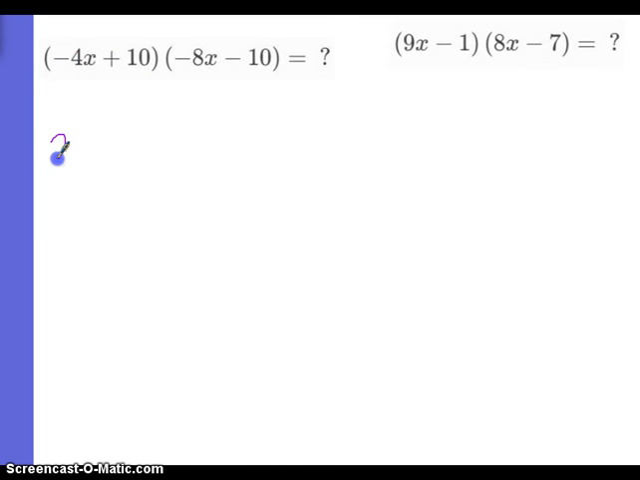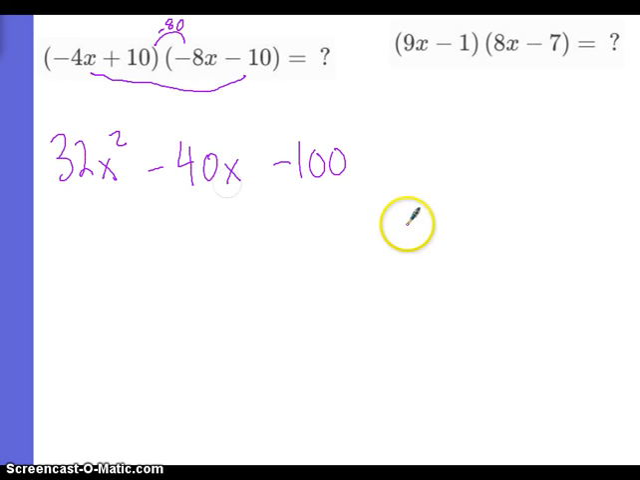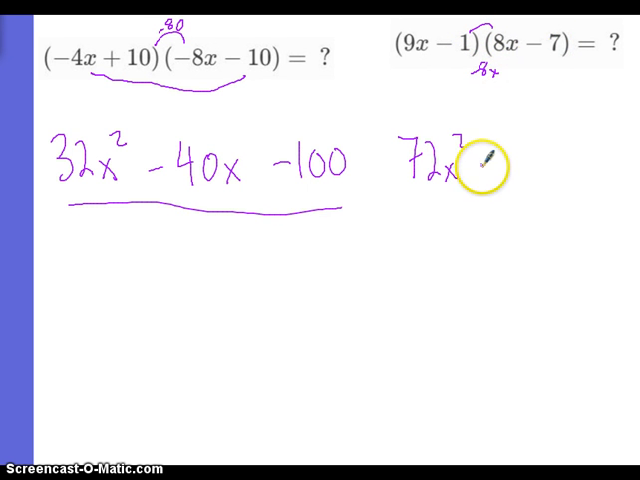4 and 8 make 32x squared as the leading term, and then 10 and minus 10 make negative 100. And then these 2 terms make negative 80, while these other 2 terms make positive 40. So that's minus 40x in total. And then this one, 9 times 8 makes 72. Yeah, I'm not using the box method, and that's for a reason. I want you to use the box method, and then this is just the answer to double check. And then this is -8 from these two, and -63 from the others, to make a net total of -71x plus 7. And that's it.